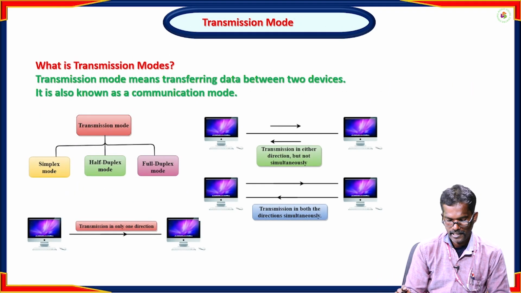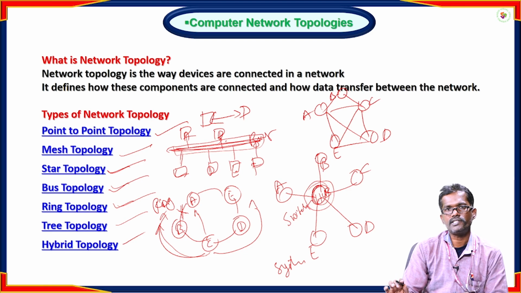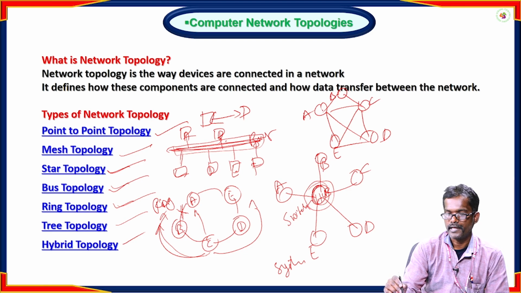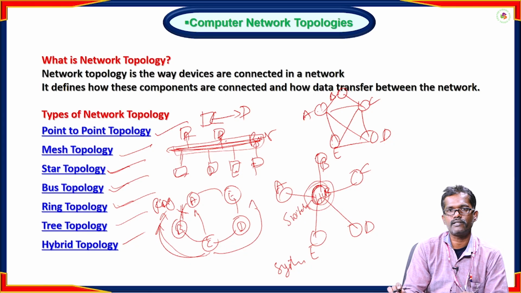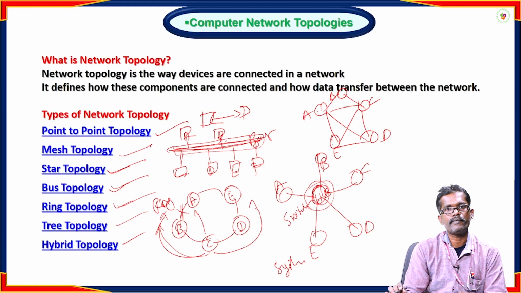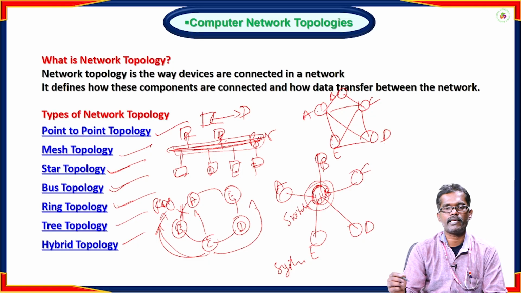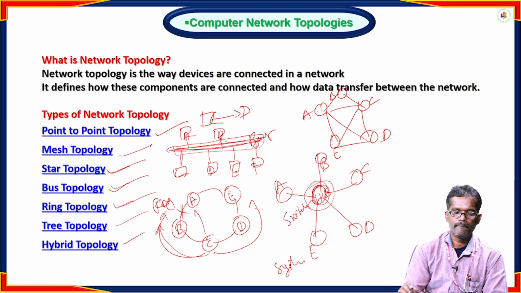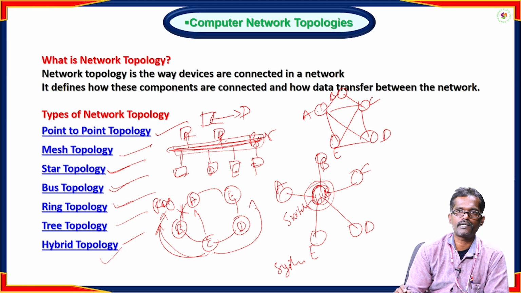Suppose these are a few systems, A, B, C, D, E. Okay, 5 systems. Each system is connected to each node. A is connected to B, A is connected to C, A is connected to E, A is connected to D. Like that, every system is connected to every other system in that particular network. That forms the mesh topology. Directly they can access. If one system is down, you can go with another path. Like that, there are a lot of advantages in the mesh topology.